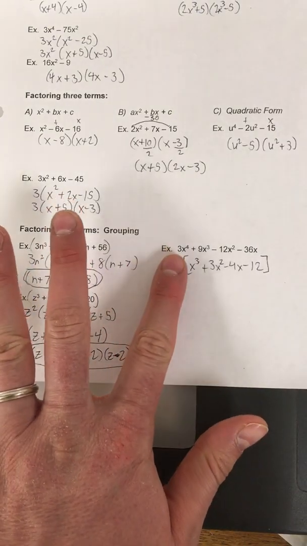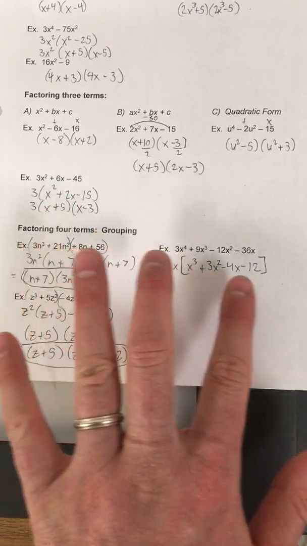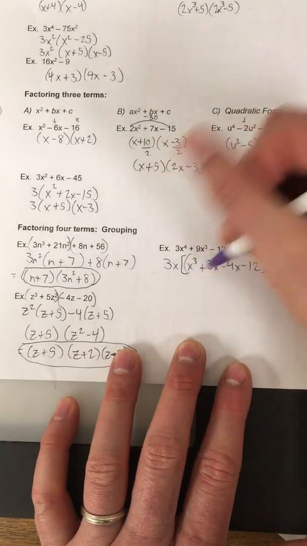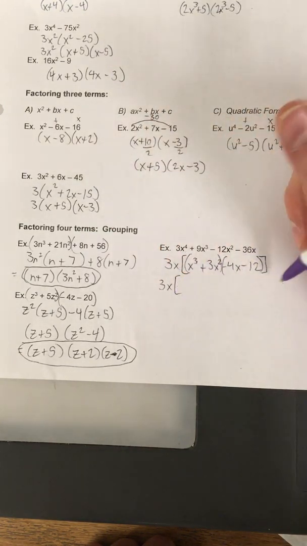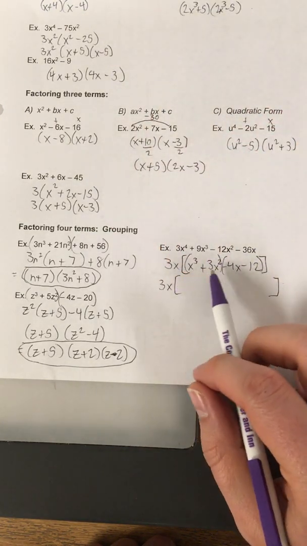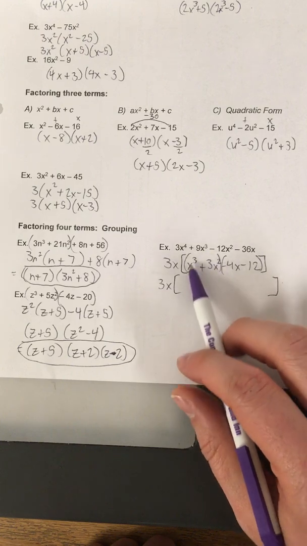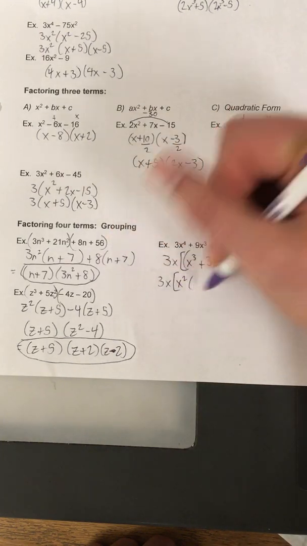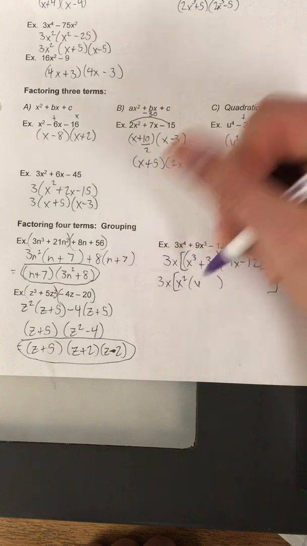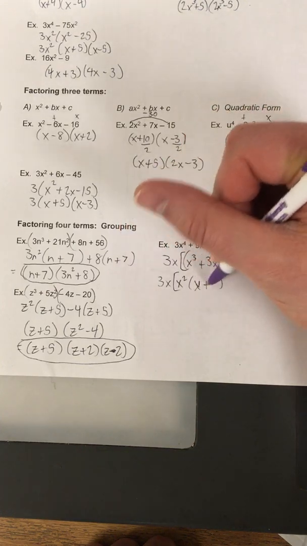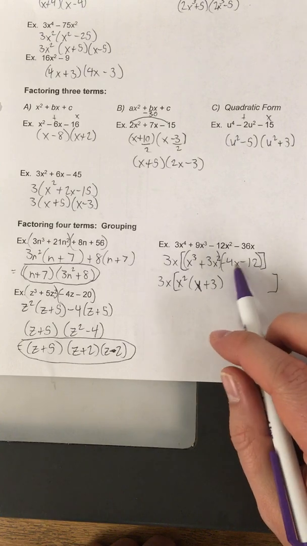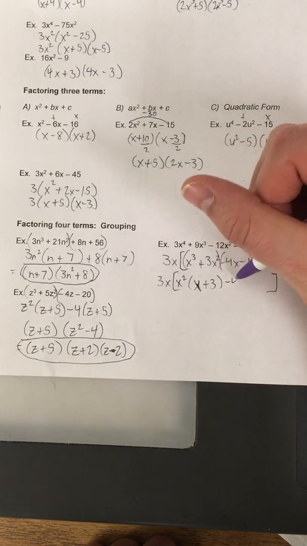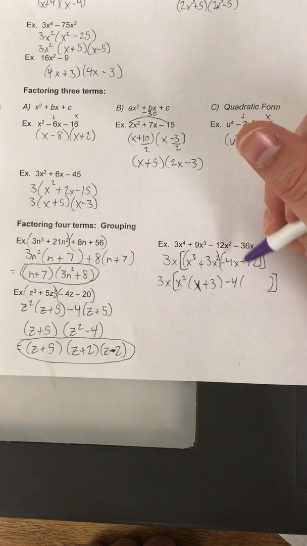Now, don't worry about that 3x anymore. I'll need to bring it down as part of the answer, but just use grouping on what's left. Group these 2, group these 2. So 3x, that's just a 3x GCF. What's the GCF of this first group? X squared. Divide that out. I'm left with x plus 3. That's an x. And then what's the GCF of the last group? Negative 4. Divide that out.